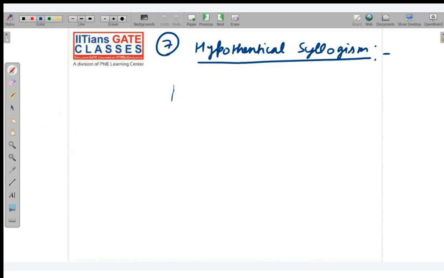Hypothetical syllogism is P implies Q, Q implies R, therefore P implies R. Okay, so I think I need not prove it. This is a very, very simple scenario. P implies Q, Q implies R, therefore P implies R. Transitivity. Okay, the transitive kind of thing you have studied. So it is just like that only.